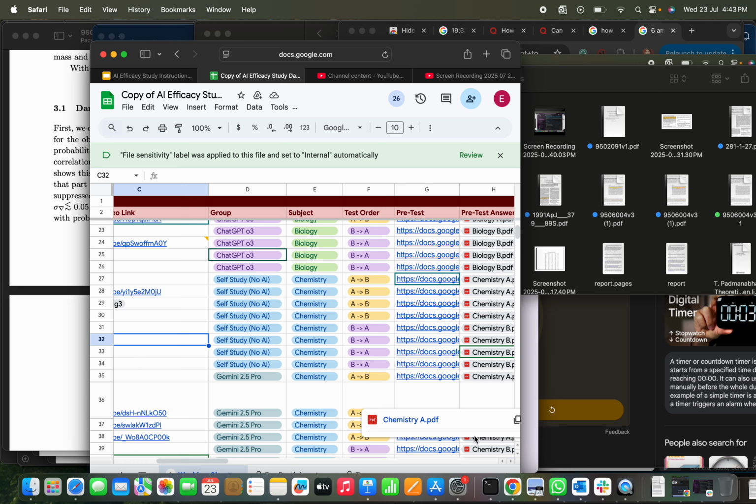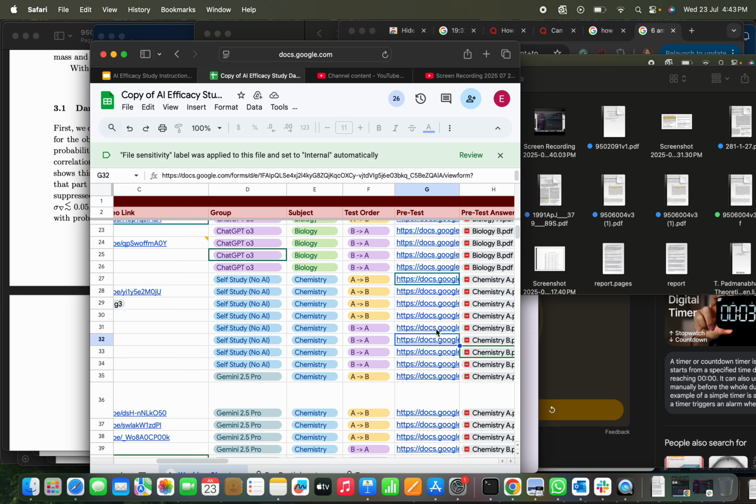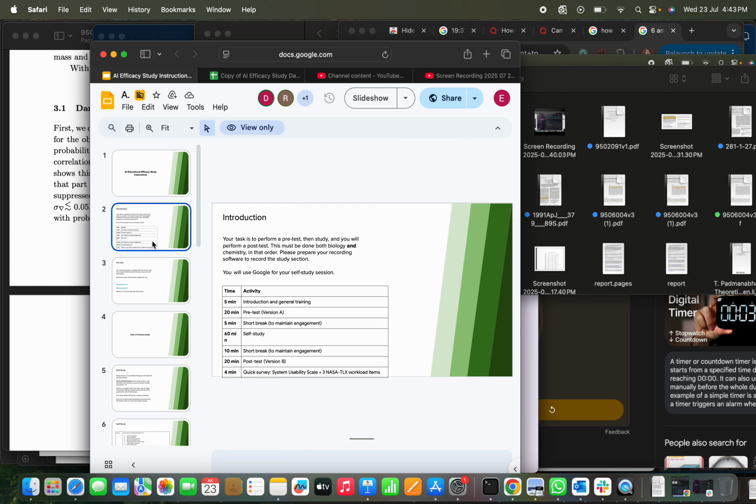I'll be performing a no AI study for the chemistry subject. So let's open the document first. The instruction states that I have to give a pre-test for 20 minutes, so I'll set a timer for that. Then I have to take a break and self-study for 60 minutes, and then give a post-test.